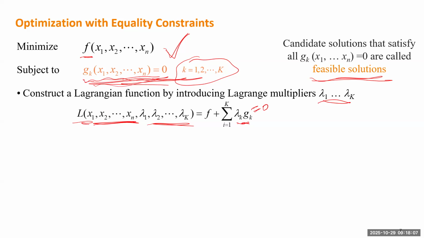Being 0 means that the equality constraint is satisfied. Then you don't need to pay any price. If g is not 0, for example, if it's bigger than 0, then you need to pay some price. So that value of g multiplied by the price will add the cost to this Lagrangian function. Okay, so that's the logic.